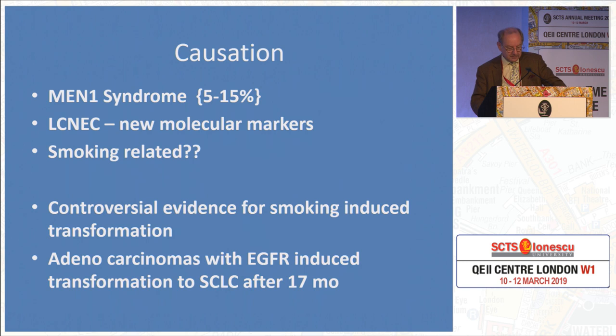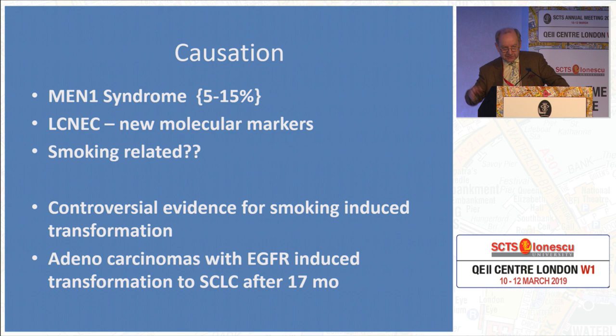We know that there are a few, not many of these, but there are a few where there are causative factors. The MEN1 syndrome may account for between 5 and 15% of bronchial carcinoids. I'm going to show later, in large cell neuroendocrine tumors, some new molecular markers which have just come out really in the last year or two, which appear to have prognostic and predictive importance and may explain some differences in the response to chemotherapy. There is, I think, still some controversy about the importance of smoking.